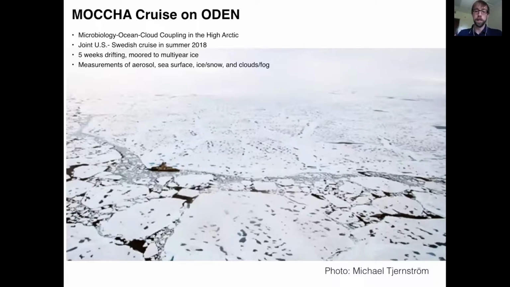And there's going to be a suite of measurements. It's going to be quite extensive, I would say, of aerosol, sea surface microlayer, ice and snow, clouds and fog, and we'll be looking both at the chemistry and the biology of these different fluids and interfaces. This is just a picture of the ODEN out in the ice some years ago.